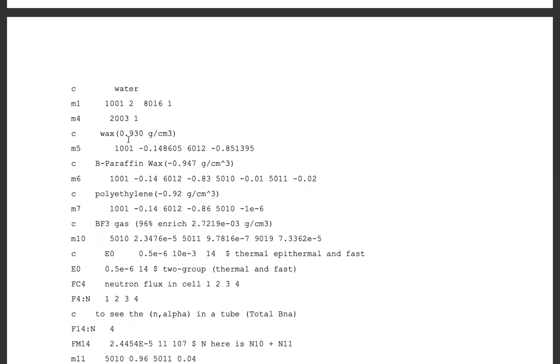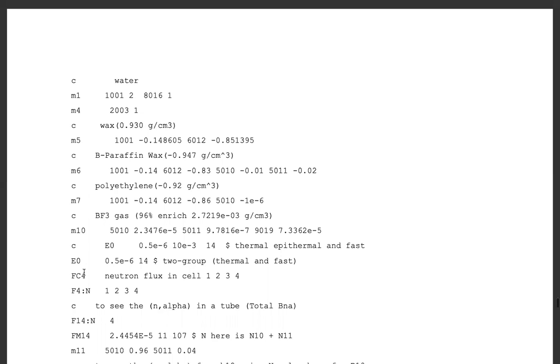Now wax has a density of 0.930 grams per cubic centimeter. This is the composition. A very nice place to get compositions is PNNL, Pacific Northwest National Laboratory. It's freely accessible. I use my number densities from there. From PNNL, you can get radiation cross-section data, or the compendium of radiation shielding, something like that. Okay, so I've defined material 5, 6, and 7 as the 3 moderators which I'm going to consider.